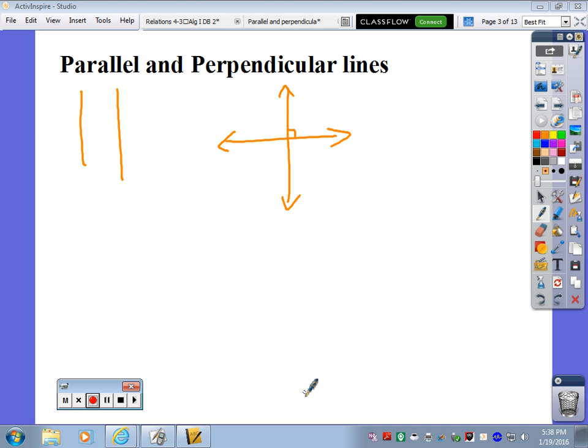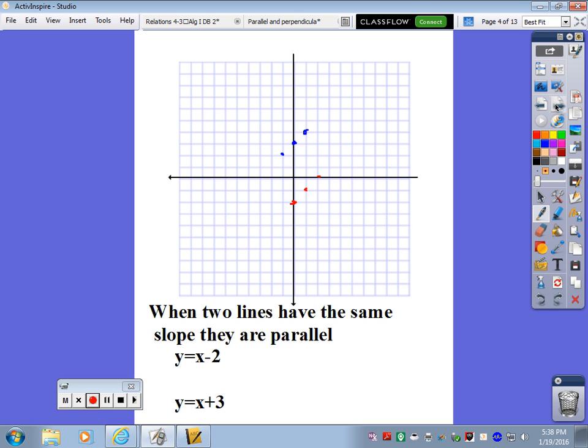Okay, in today's lesson we're talking about parallel and perpendicular lines. So we all know parallel lines are lines that are exactly the same distance apart, and perpendicular lines are lines that cross each other at a 90-degree angle. So here, if you look at this, when two lines have the same slope, they are parallel.